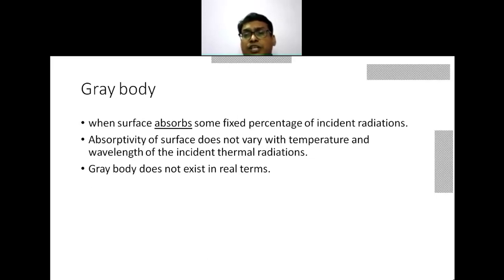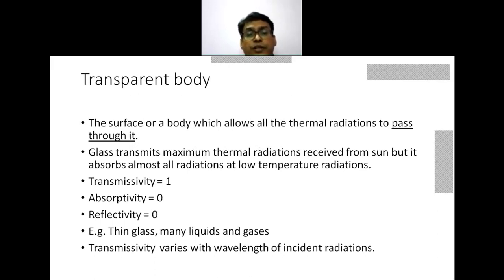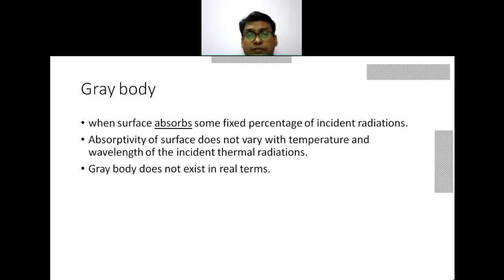It's a theoretical term. Then there is a transparent body, the surface or a body which allows all the thermal radiation to pass through it. So transmittivity equals 1. If the transmittivity equals 1, our equation incorporating absorptivity and reflectivity will become 0. So glass transmits maximum thermal radiation received from the sun, but it absorbs almost all radiation at lower temperature. Transmittivity varies with the wavelength of the incident radiation. This transmittivity is a function of wavelength, but the gray body is not a function of wavelength.